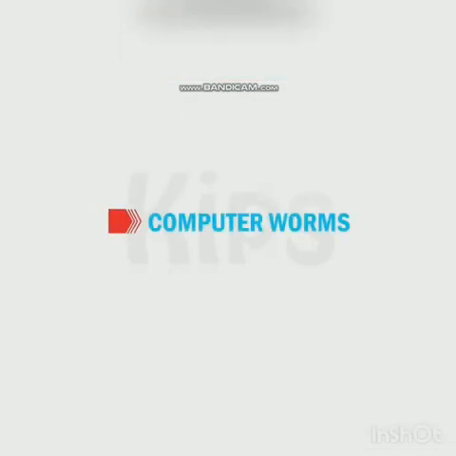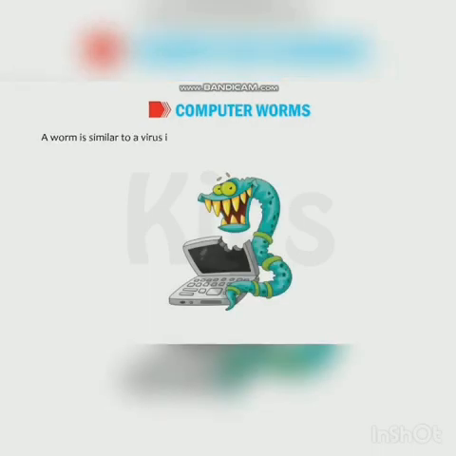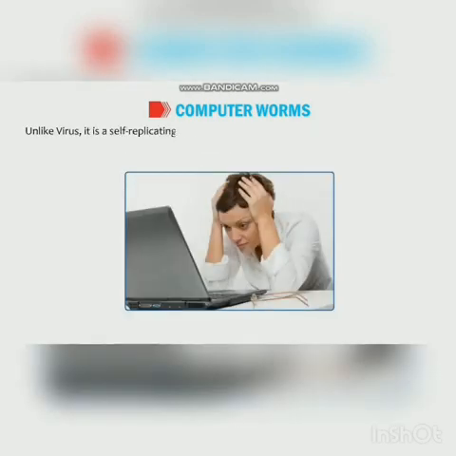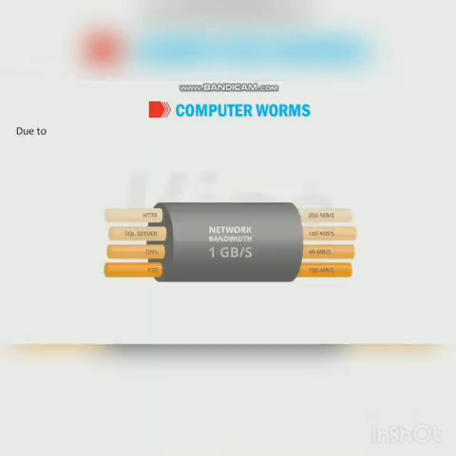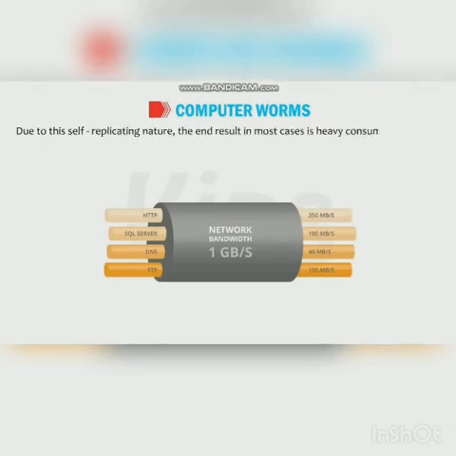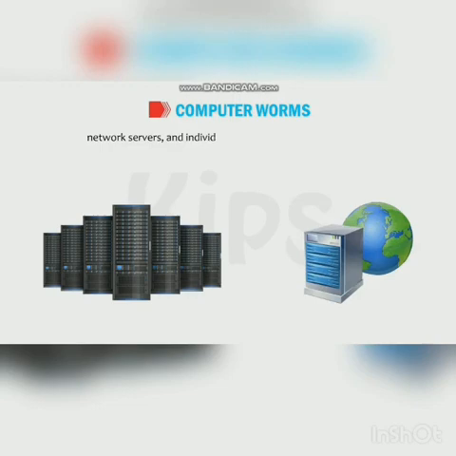Students, let me explain you about the computer worms. A worm is similar to a virus in design and it is considered to be a subclass of a virus. Unlike virus, it is a self-replicating program, that is, having the capability to spread without any human intervention. Due to this self-replicating nature, the end result in most cases is heavy consumption of system memory or network bandwidth, causing web servers, network servers, and individual computers to stop responding.